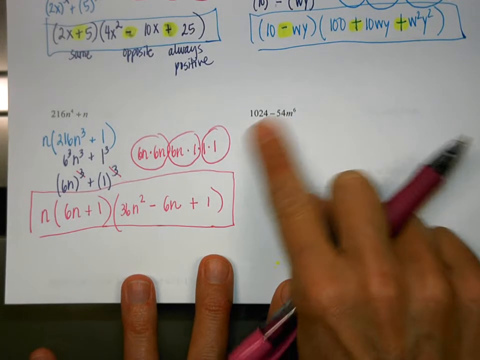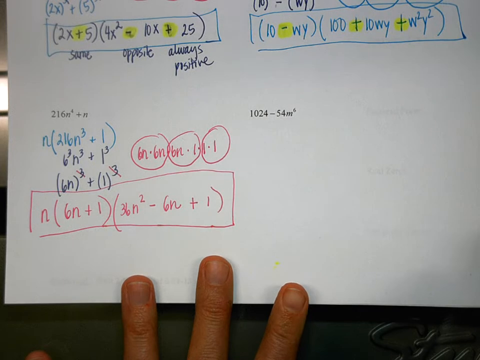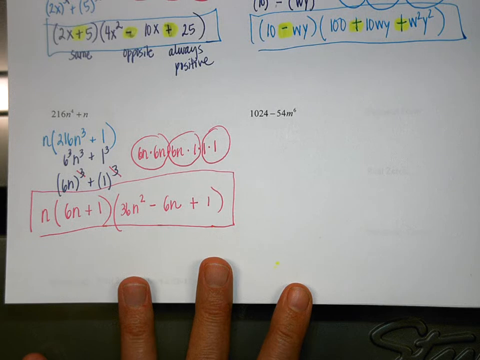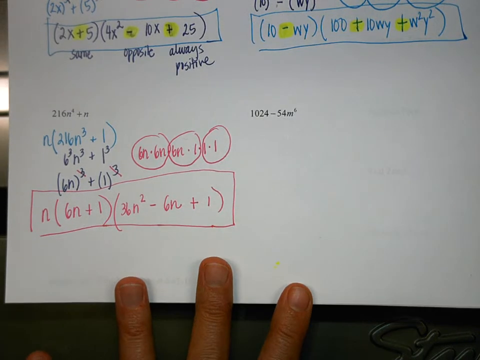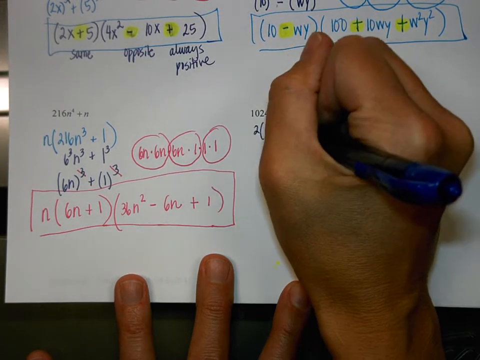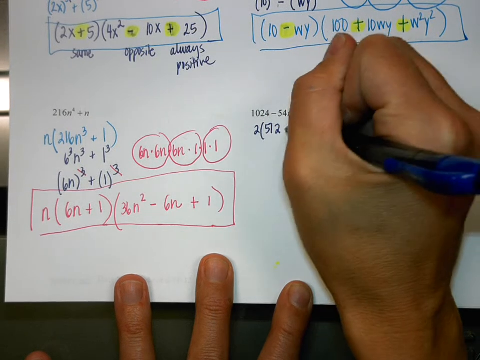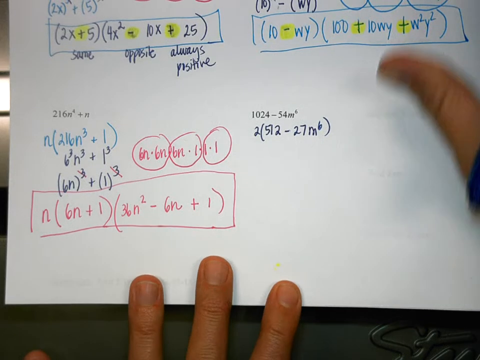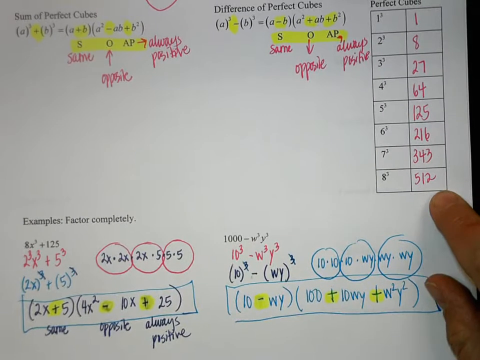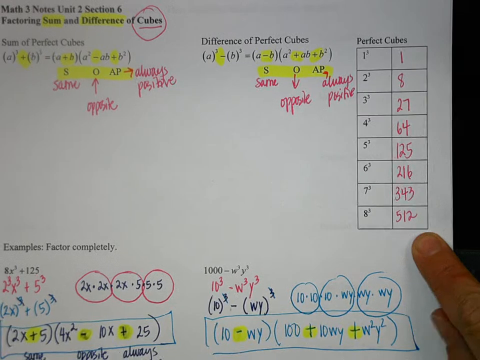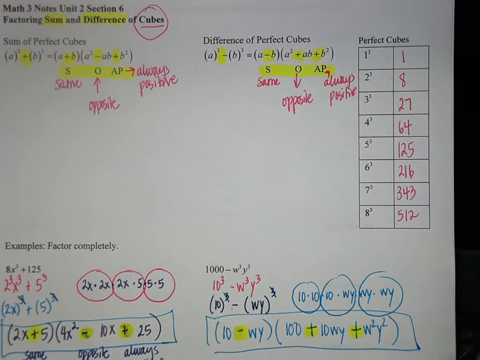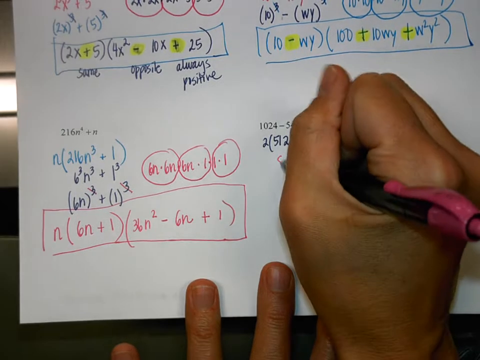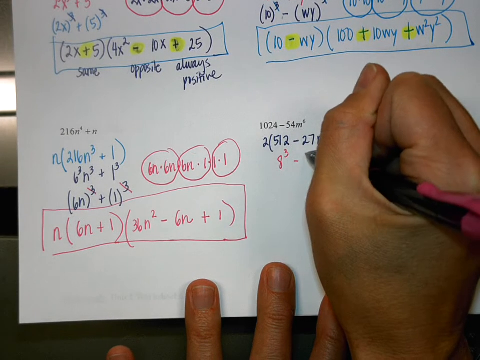Again, this doesn't look like cubes to me right now, so I'd start by checking if there's a GCF. And I know for sure, because these are both even numbers, that it's divisible by 2. So I'm going to go ahead and factor out a 2, and when I do that, I get 512 minus 27m to the 6th power. Now, when I look up here at my chart, I can see that 512 is 8 cubed and 27 is 3 cubed. So I'm going to see if I can write this out here. So 512 is 8 cubed minus 27 is 3 cubed.